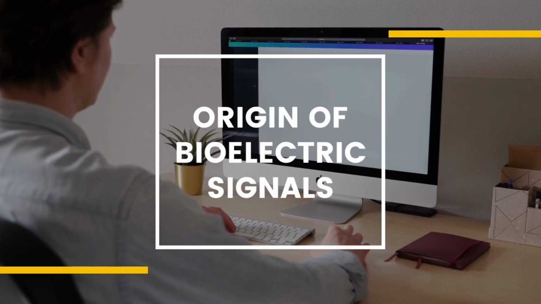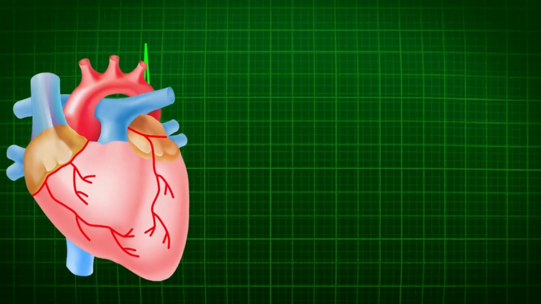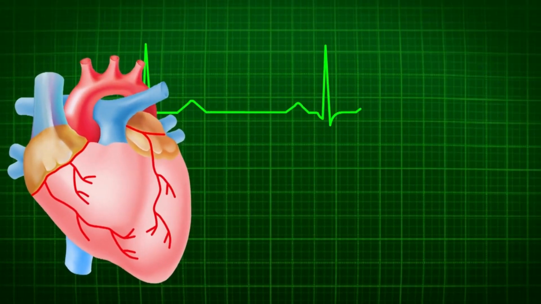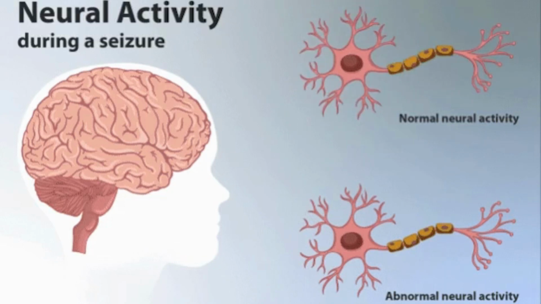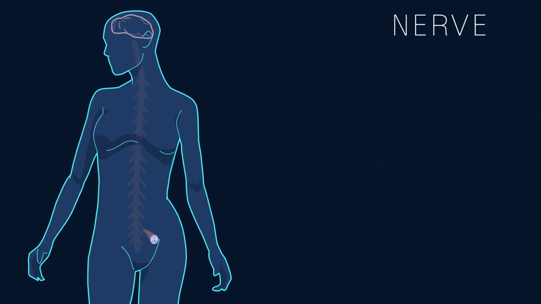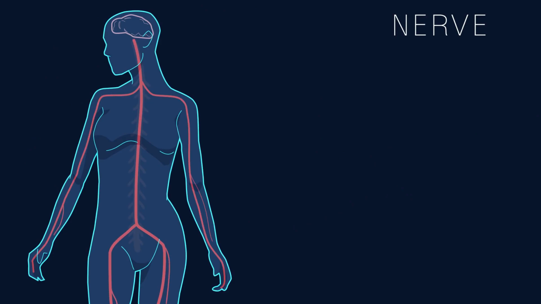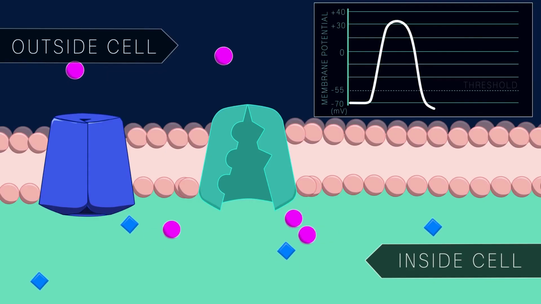Origin of bioelectric signals. Bioelectric signals are electrical signals generated by biological organisms, such as the heart and brain. These signals are typically generated by muscle or nerve cells, and are used to communicate information throughout the body. Bioelectric signals are used in a variety of medical applications, from diagnosing and monitoring heart conditions to detecting brain activity.